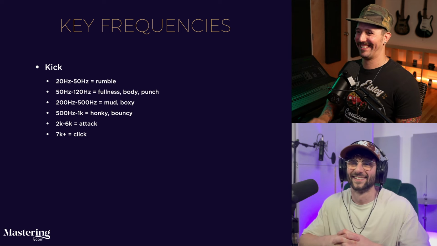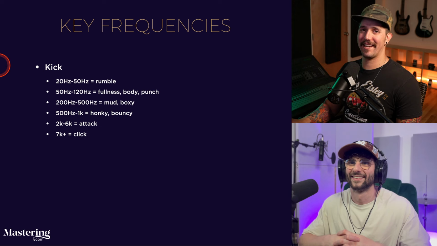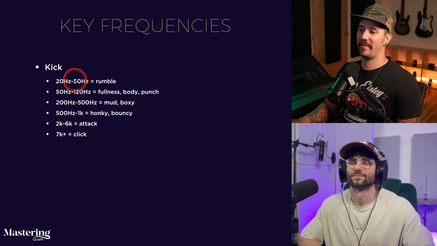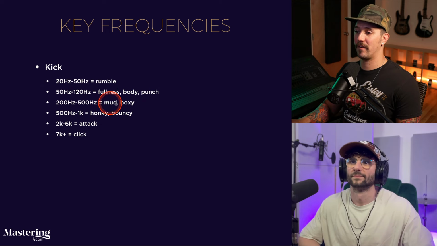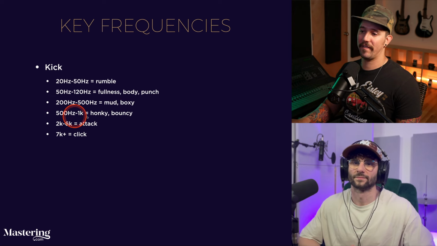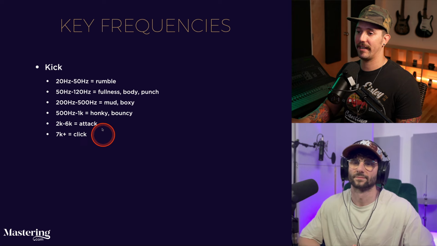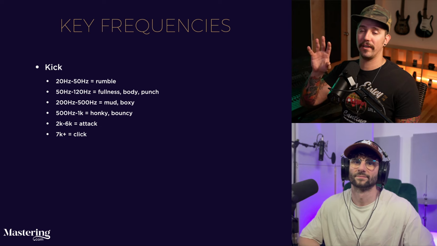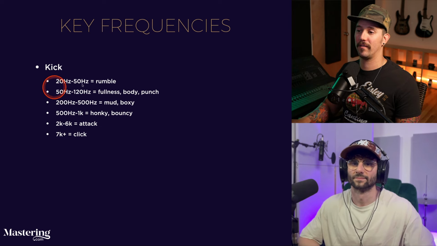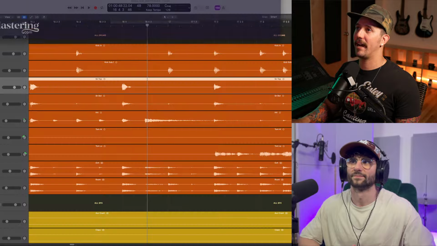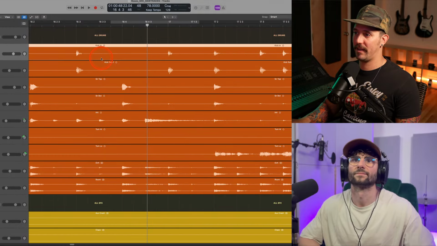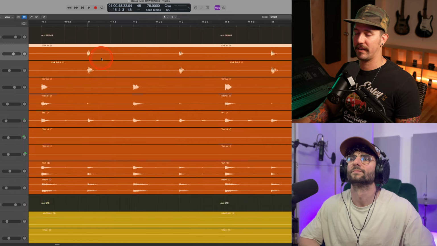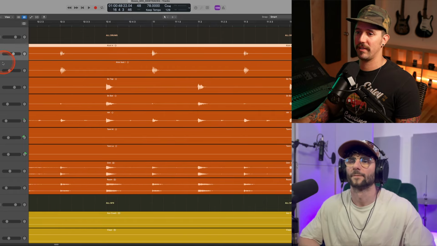All right, let's dig in. Key frequencies. We'll start with the kick. Here's what we got: 20 to 50 hertz rumble, 50 to 120 hertz fullness, body and punch, 200 to 500 muddy, kind of like boxiness, 500 to 1K honky and bouncy, 2K to 6K attack, 7K plus click. Now, we can talk about each one of these. And I'm going to bring up the DAW so that we can explore all of these frequency ranges. And I am going to do this in solo again, just for demonstration purposes here.